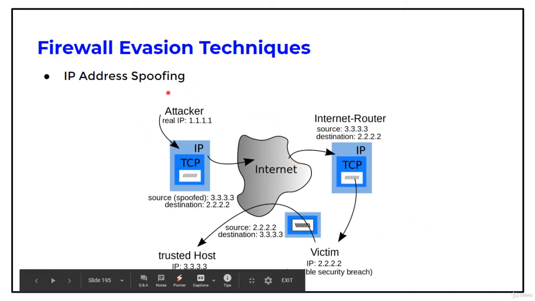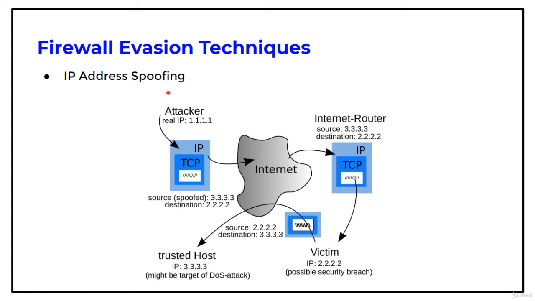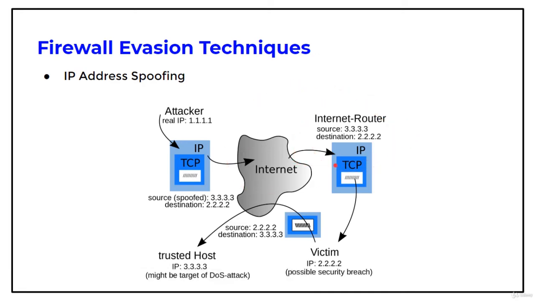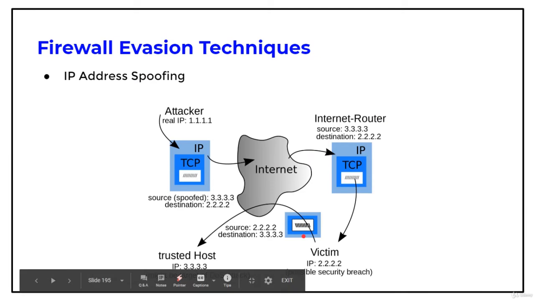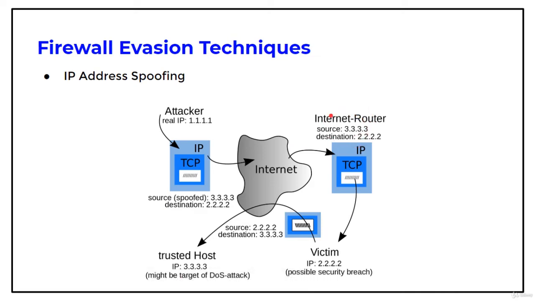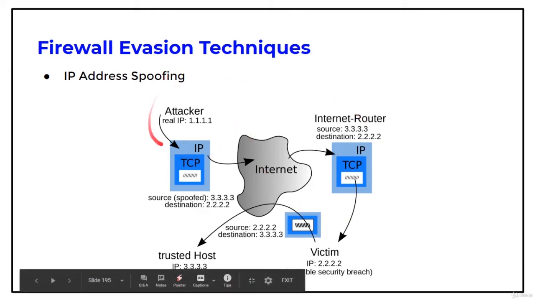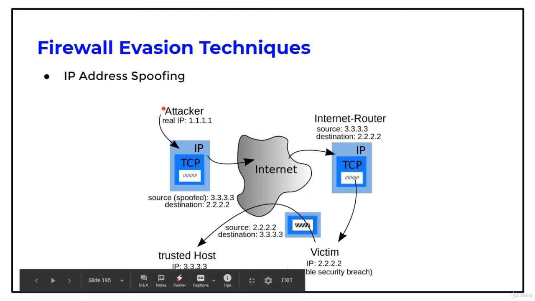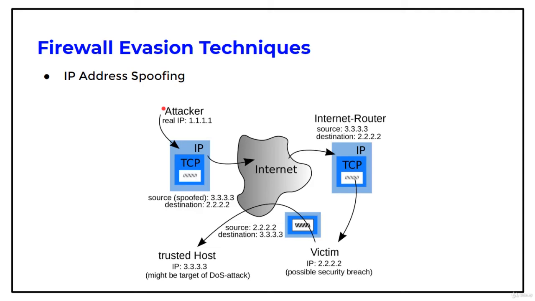Now the attacker will not send the IP packet using his real IP. So what he has done is he has spoofed the IP address of the internet router. So when the attacker sends a packet, the victim feels that the packet has been sent by the source 3.3.3.3 and therefore it will trust it. But in the real case, the packet is being sent by the attacker. So the process is like this. Okay, so this is known as spoofing of IP address.